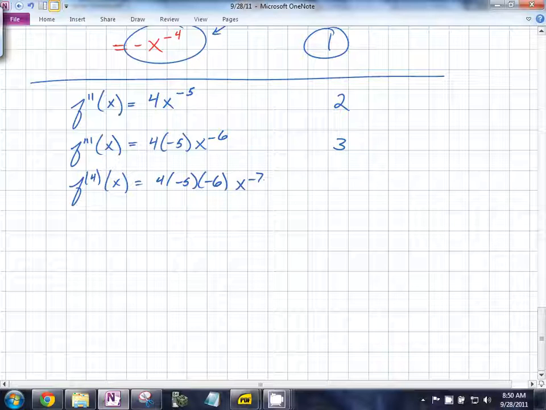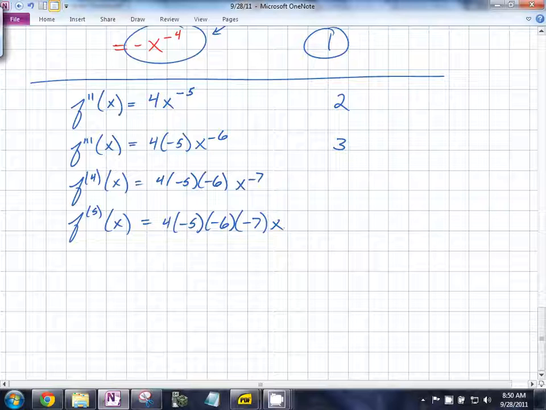Sam. 4, -6, -7, yep, times x to the -8. So this is the fifth one, and that was the fourth one. So what we're trying to find is, what is f^(n)(x) going to be?